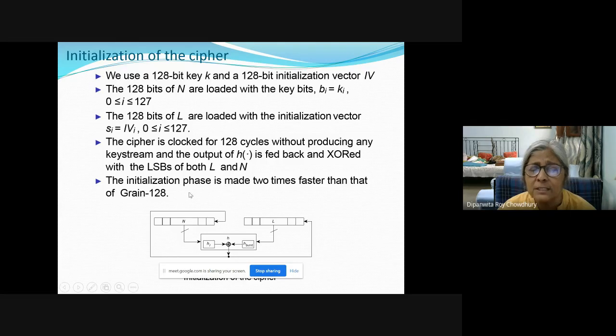The initialization phase is made 2 times faster than that of Grain 128. So this is one achievement. But I cannot randomly reduce it from 128. We cannot reduce anything we want, because then it will be attacked. Some attacks can happen. It will not satisfy all the cryptographic properties.